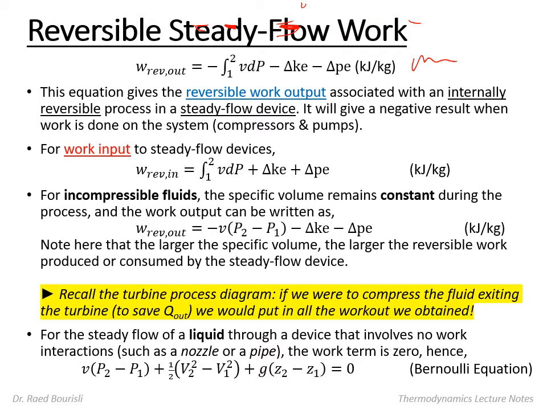associated with an internally reversible process. I specified this is work reversible process in a steady flow device. It will give a negative result when the work is done on the system, like pumps and compressors. So work input, I'll change this to work input, and this will be minus the boundary work I put in. So this is plus, and this is plus, and this is plus. Kinetic energy, potential energy, and boundary work.